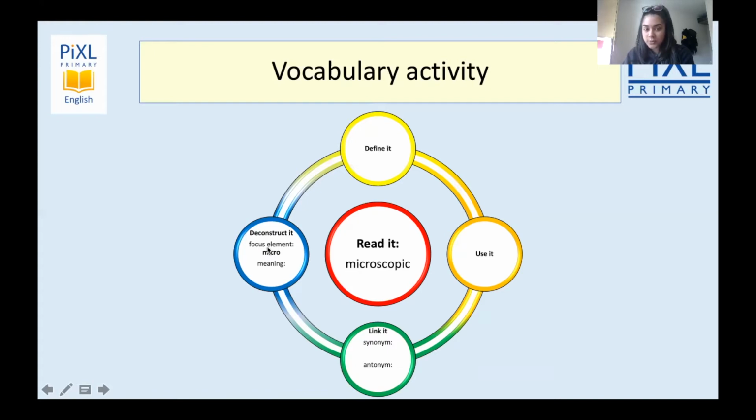So we're going to focus on our prefix, which in this case is micro. What's the meaning of micro? Pause the screen and have a go. And when you're done, we will continue with the lesson.